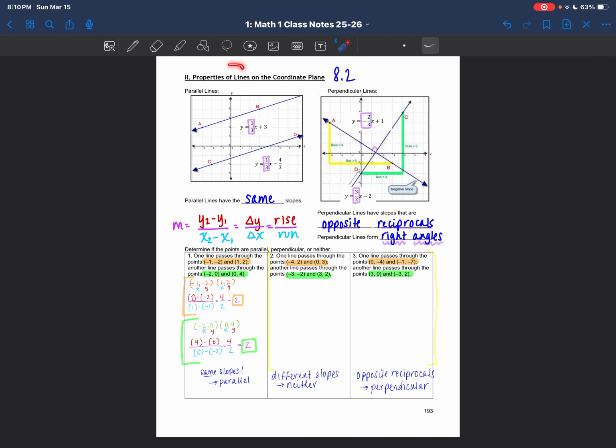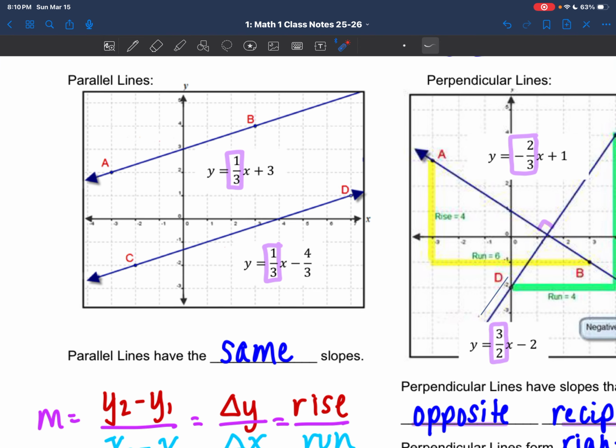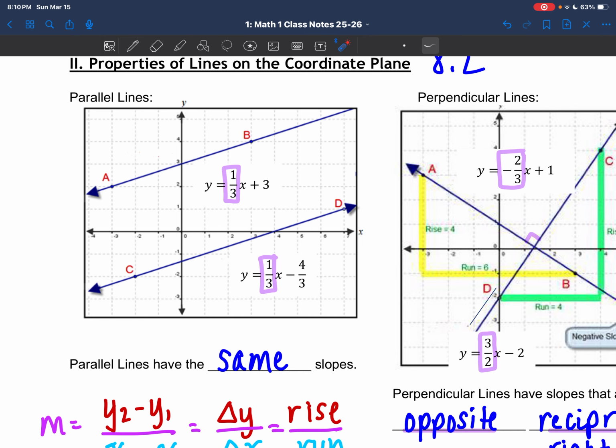All right, today we're going to talk about the properties of lines on the coordinate plane. As a reminder, parallel lines have the same slopes. Remember, you're going to look at your coefficient of x, or your m value, and they have the same slope and different y-intercepts.